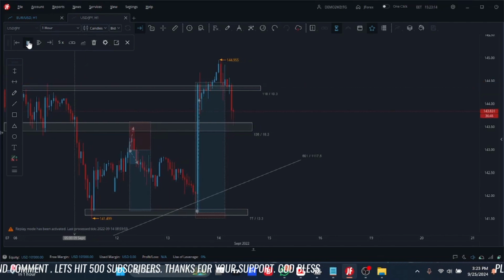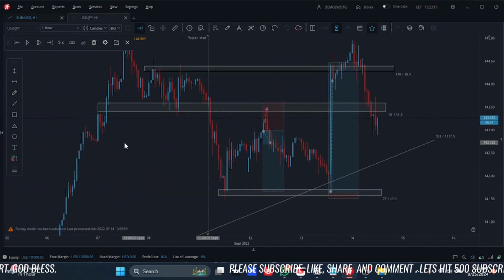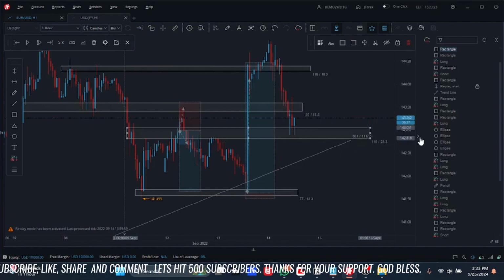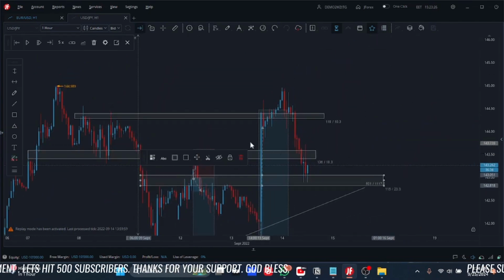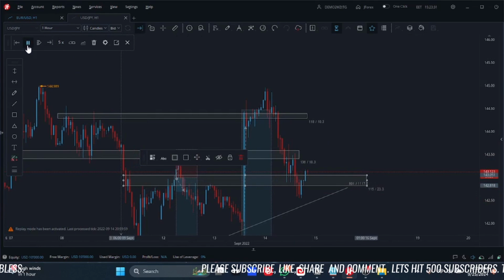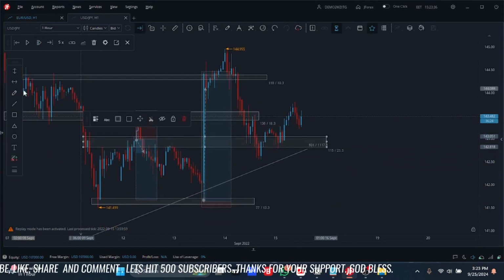Even though price is fractal, and fractal means that what happens in the higher time frames also happens in the lower time frames, and what happens in the lower time frames happens in the higher time frames, don't trade in the lower time frames. I would advise you.